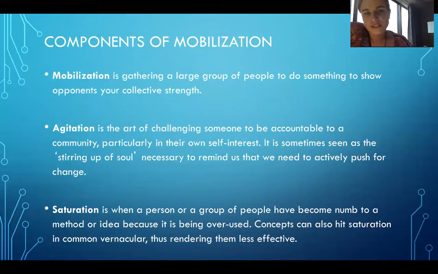So mobilization is a gathering of a large group of people to do something to show opponents a collective strength. When you hear this term, it often is synonymous with an action. The difference is that mobilization implies a lot more people. You can do an action that's effective with two or three people or five people. Mobilization is a show of strength. It's a very bad idea to do it when you don't have numbers, because you actually look weak. You should only mobilize when you actually can get people out there.